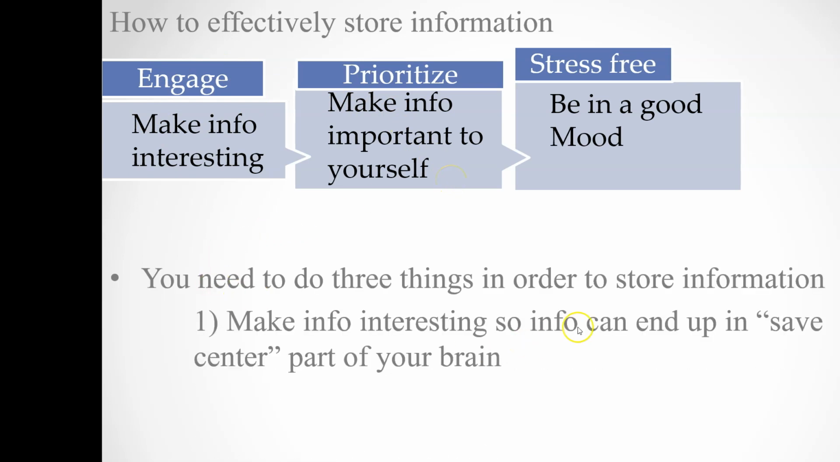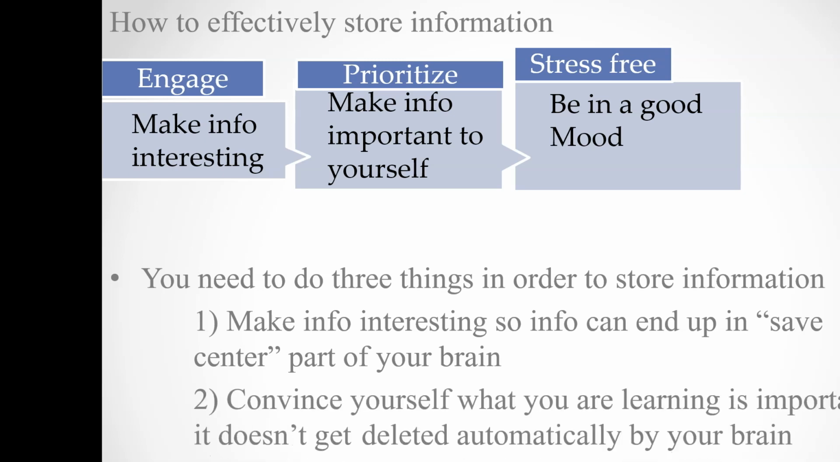So you need to do three things in order to store information. Make info interesting. This allows it to go into the safe center of your brain. If you don't make it interesting, it goes, like I said, to another location where it will get dumped. Convince yourself what you're learning is important so it doesn't get deleted automatically by your brain. If you do not convince yourself this is important, tell your mind this or convince it, it's going to go away by itself. You won't need to do anything.